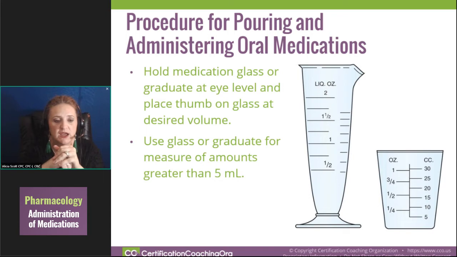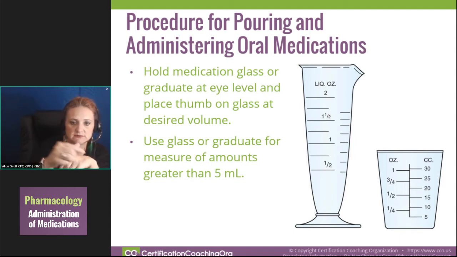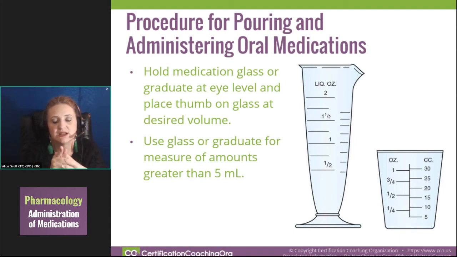And then also, you can decide what you are using. If I'm going to use anything over 5 mils, then again, you would use a graduate or a glass. The graduate's the tall, skinny thing, and the reason is it holds more content versus the dosing syringe. Otherwise, you would use a dosing syringe if it's anything below 5 mils.